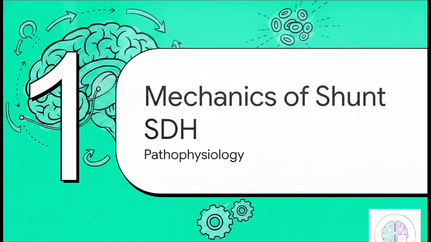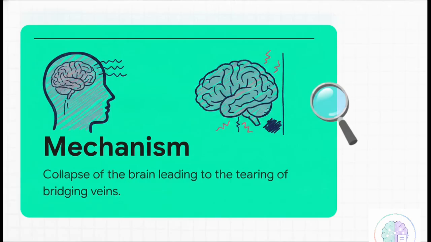Section 1. The mechanics of shunt SDH. To really understand this, the fundamental pathophysiology we have to grasp is that this condition is driven by a mechanical collapse of the brain parenchyma. When cerebrospinal fluid is shunted, that sudden or excessive decompression can literally cause the brain to shift or collapse away from the skull. And as it pulls back, it yanks on and ultimately tears those vital, incredibly delicate bridging veins. And that is exactly what leads to the hematoma.